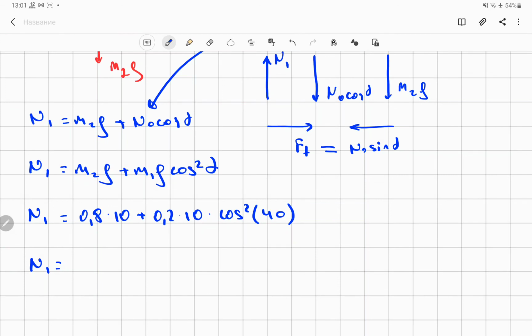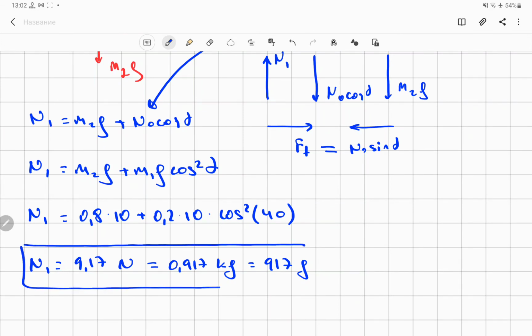So answer is 9.17 newtons, but we need to find it in terms of grams. This is equivalent to 0.917 kilogram, which is 917 grams. This is the final answer. The scale will give us this value, 917 grams.